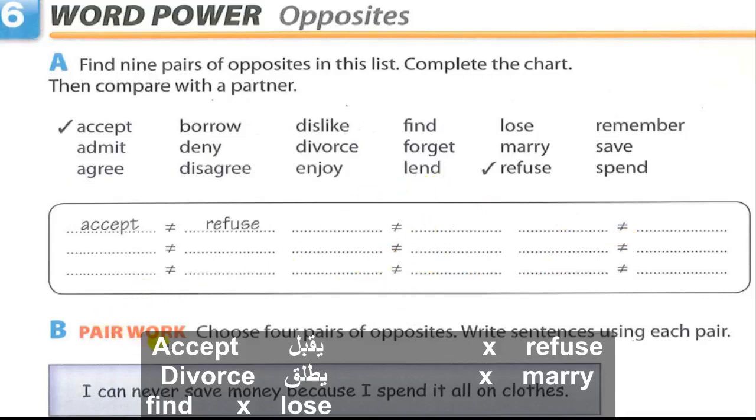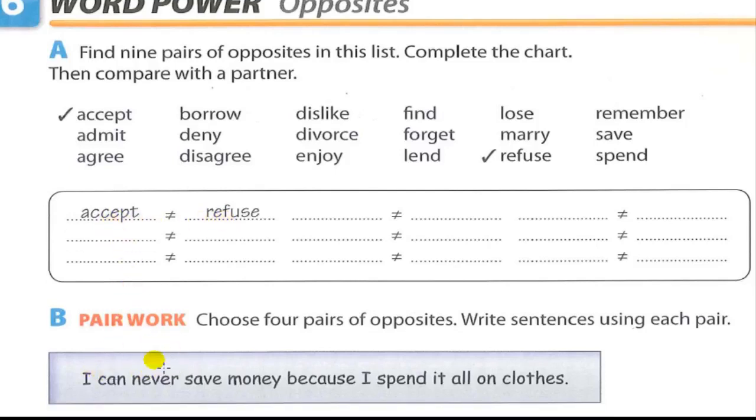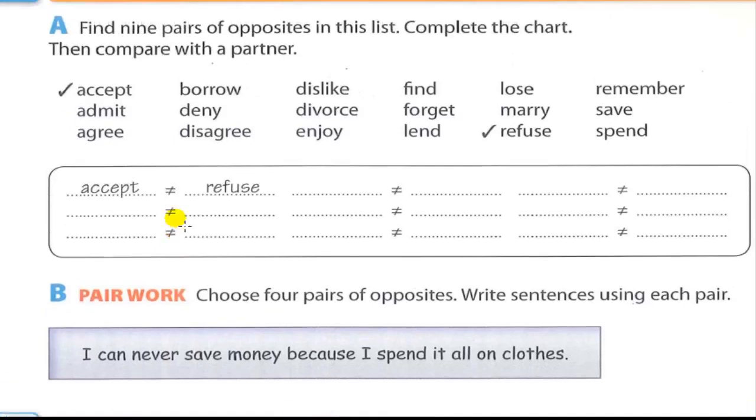Number B, pair work. Choose four pairs of opposites, write sentences using each pair. So in this exercise, after you choose every two opposite words, you put them in a sentence. Example: I can never save money because I spend it all on clothes. So we have the verbs save and spend. You have spend and save, opposite.